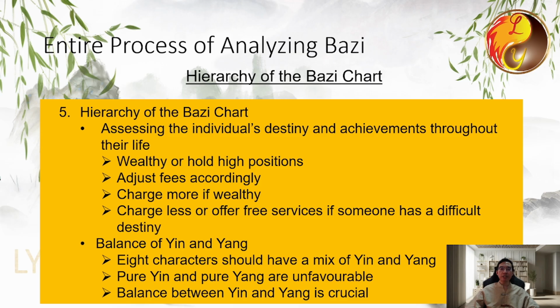The hierarchy of destiny can be understood in several ways. Firstly, there should be a balance of yin and yang. The 8 characters should have a mix of yin and yang. It's not good if it's all yin or all yang. Pure yin can overwhelm the maternal aspects, while pure yang can overwhelm the paternal aspects. Both pure yin and pure yang are unfavorable. Balance between yin and yang is crucial.